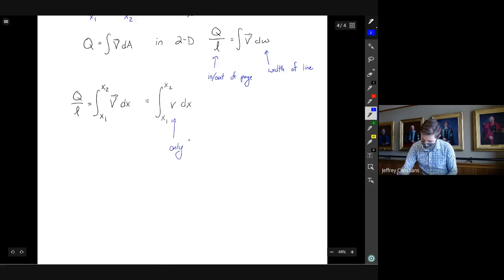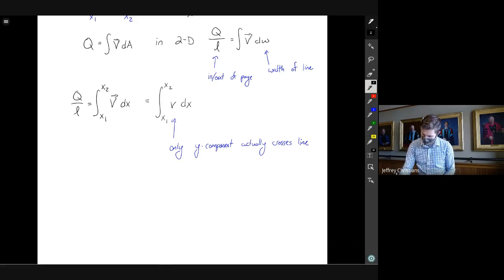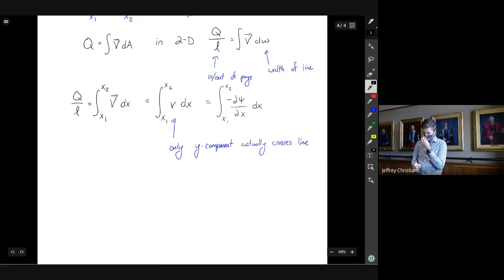Put a reminder: only the y component actually crosses the line. So if we did this integral, we could do that, but let's change it into an integral from x1 to x2. Let's plug in our definition of the streamline in for v, or our stream function, dψ/dx times dx. And now a really cool thing happens.